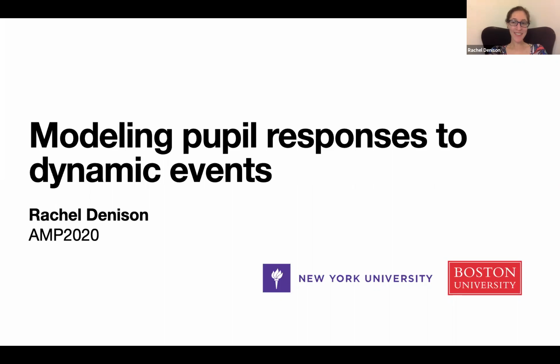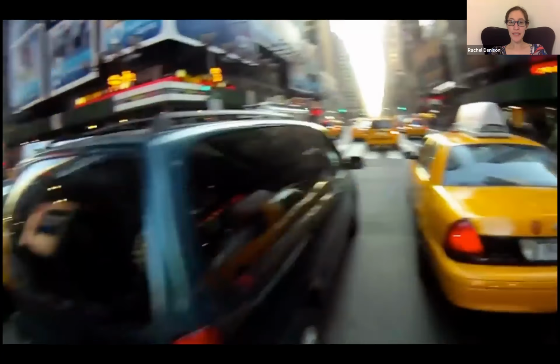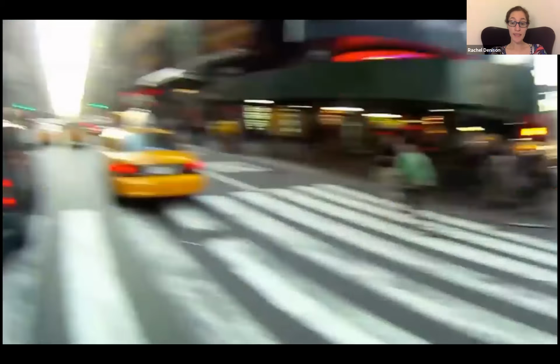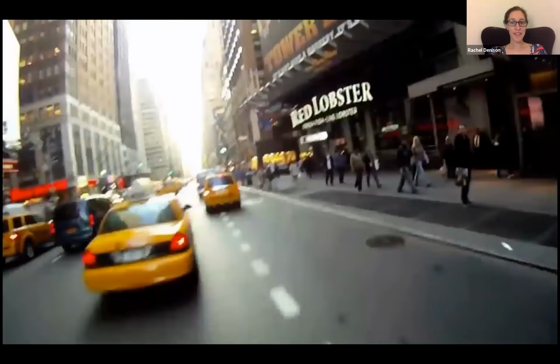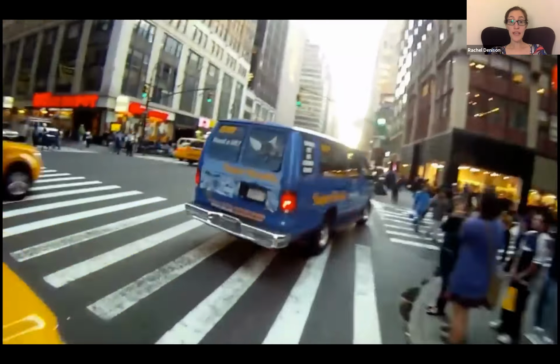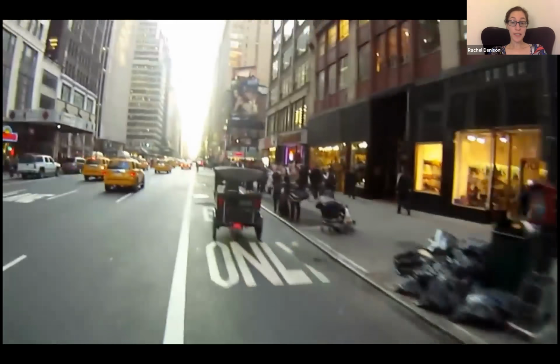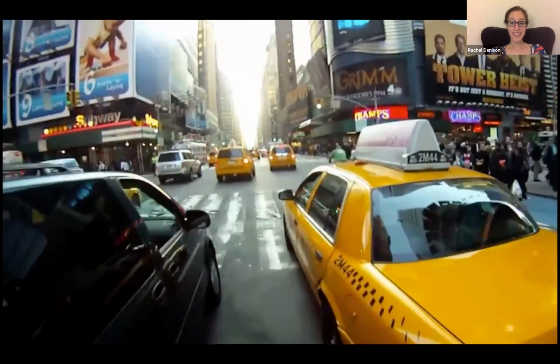And I'm excited to tell you today about our work modeling pupil responses to dynamic events. So this is a view of someone biking through Midtown Manhattan. And this helps us appreciate that our environment is highly dynamic. We must perceive and act in real time based on a constantly changing stream of visual input.